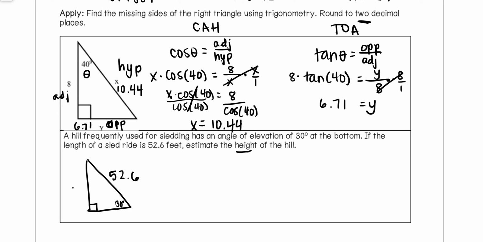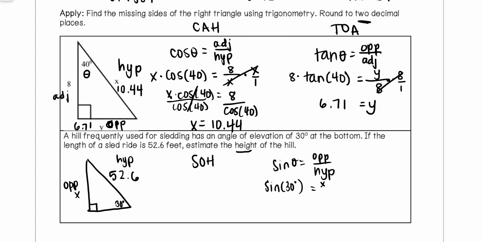Well, the height of the hill would be this side over here, or in terms of our trig ratios, our opposite. And the side length that we know is our hypotenuse. So since we know our opposite and our hypotenuse, that's going to be us using the sine function for SOH. So we have our sine of theta is equal to your opposite over hypotenuse. And then we plug in what we know. Theta is 30 degrees here. Our opposite side is what we're trying to solve, so we can call it x, and our hypotenuse is 52 6/10.